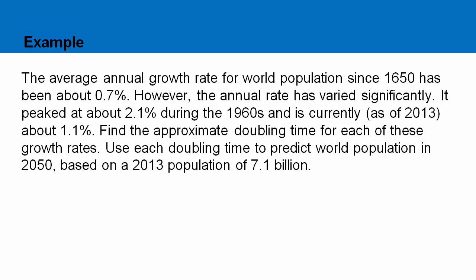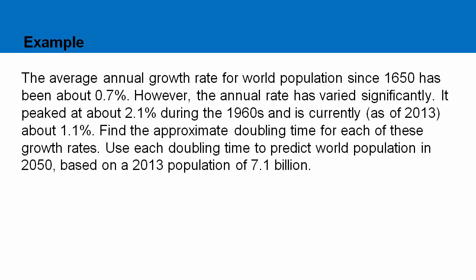However, the annual rate has varied significantly, which makes sense, right? It fluctuates. There were a lot of births after each of the world wars because everybody wanted to repopulate. And then, of course, during times of war, there were fewer children. So it makes sense that it's fluctuated. It peaked at about 2.1% during the 60s. You all know what was happening in the 60s, and it is currently, as of 2013, about 1.1%.